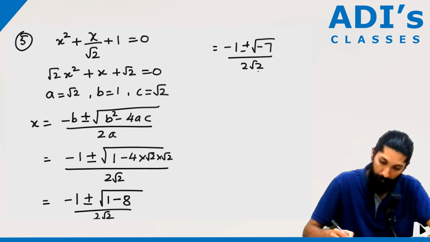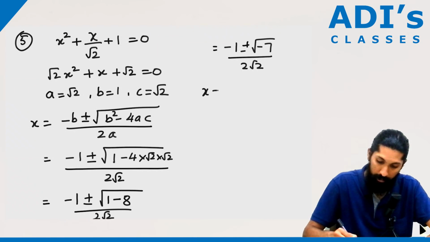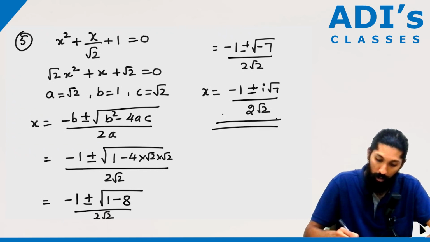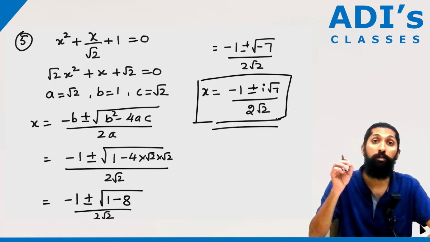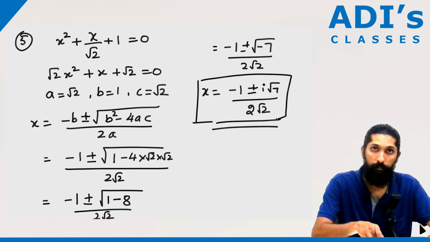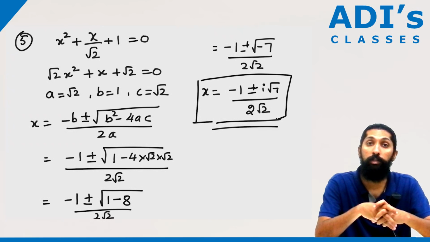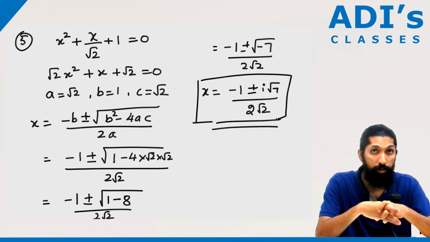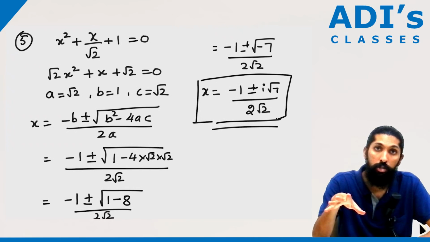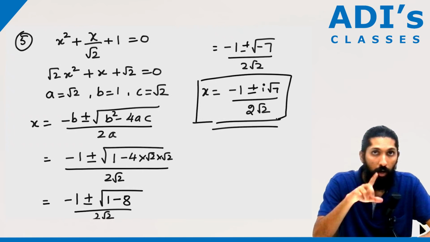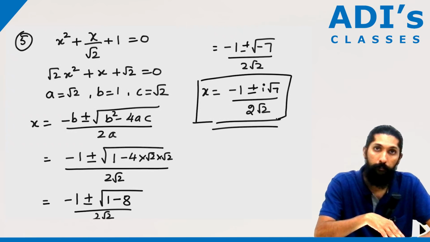Or you can write the value of x as minus 1 plus or minus I into root 7 divided by 2 root 2. This is the value we have for the roots of the equation. Now that you have seen how these 5 quadratic equations can be solved, you also get the value of the roots, whether it is real or an unreal root.